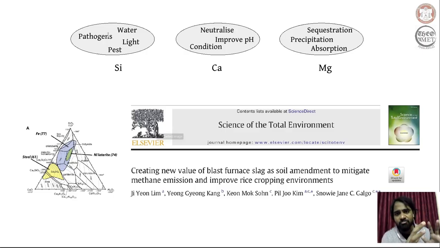So besides the different uses of blast furnace slag, now we have one unique, novel way of deploying or managing the blast furnace slag for our benefit, that is by using it as a fertilizer.